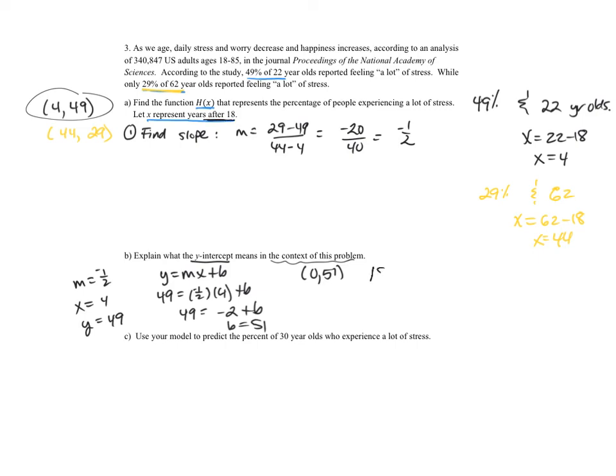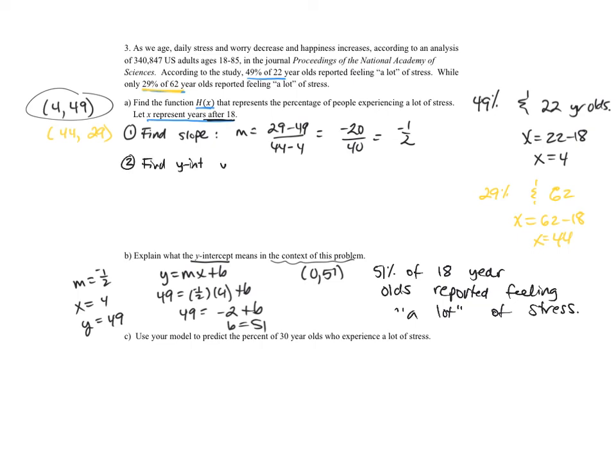So 51% of 18-year-olds reported feeling a lot of stress. Now we're trying to write the equation of a line. I'm kind of skipping around, sorry about that. So number 2 we just did, find the y-intercept. We just got that, so b is 51, and now we're ready to write the equation. Okay, so, oh, it's h. So h of x is equal to negative 1/2 x plus 51. There's our function.